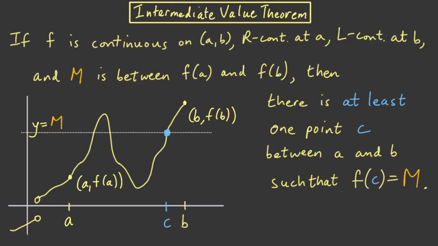So that's the complete intermediate value theorem. If f is continuous in the right ways at the relevant places, and m lies in between these two values of f, then f is going to equal m at least one place.